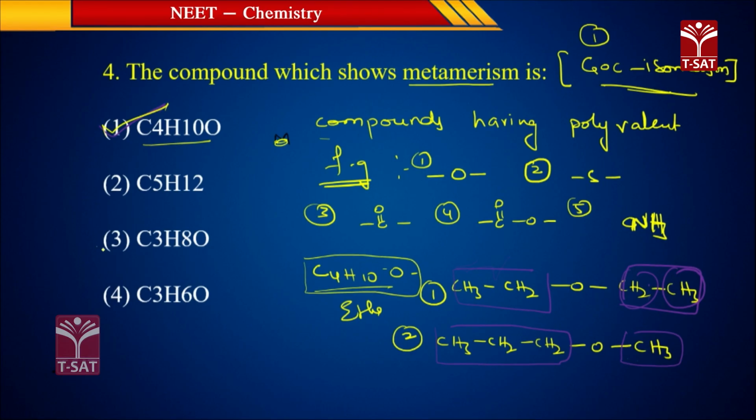In this third option and this fourth option, also these are ethers, but with this many carbons you cannot form a metamer. If you write the fourth option, CH3OCH3, you cannot have different alkyl groups in the other isomer. You should have 4 carbon atoms to exhibit metamerism. So, option 1 is the correct option.